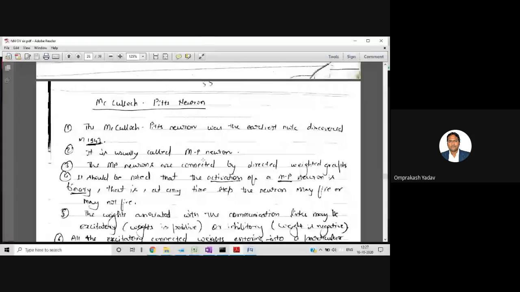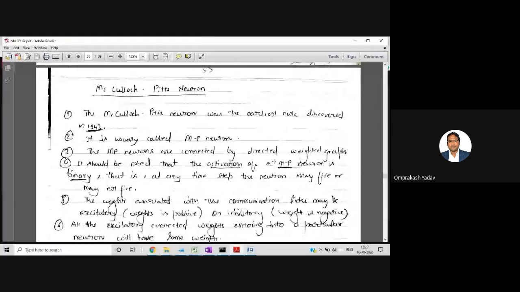MP neurons are connected by directed weighted graphs. So it's a very simple circuit. One node will be there and the other inputs will be connected to that particular node with different weights, right? And some kind of activation function will be there for that particular node. The way we solved yesterday's problem, in exactly the similar way the McCulloch-Pitts neuron model will work. The only thing is which function you are going to select. Most of the time it will be the binary sigmoid function, where we have the output in the form of 0 or 1.